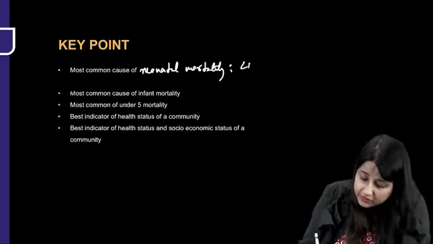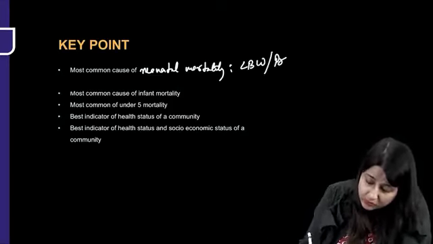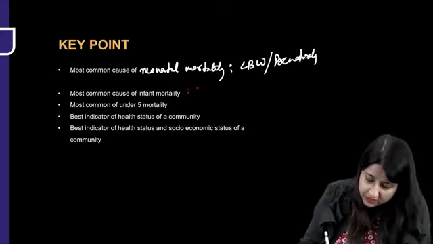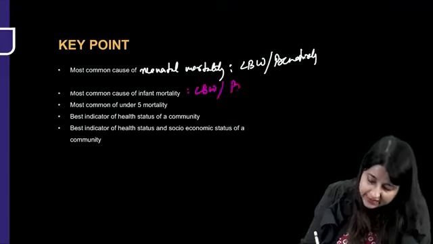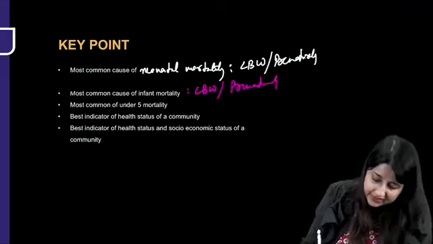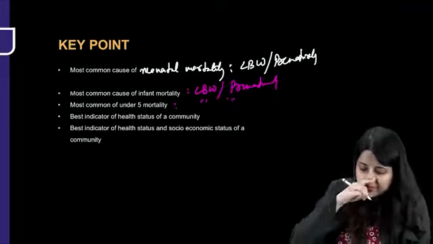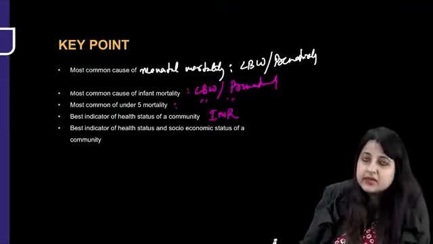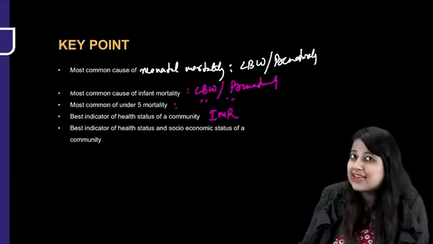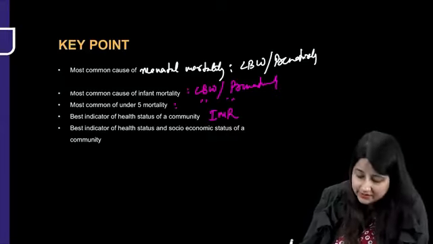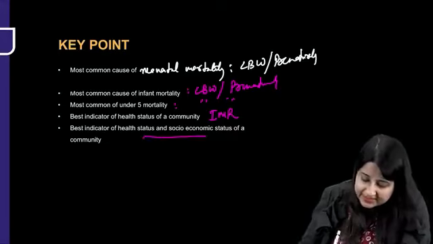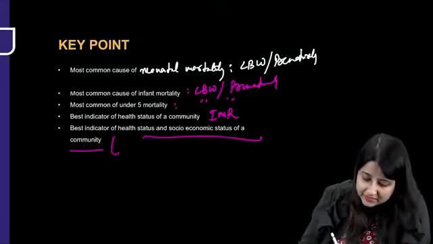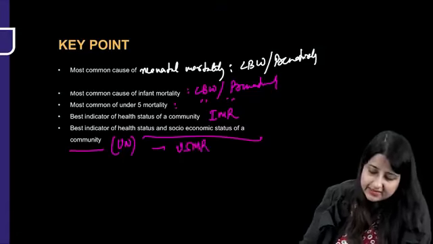Most common cause of neonatal mortality, low birth weight or prematurity. Most common cause of infant mortality, low birth weight or prematurity. Same thing. Under 5 also same thing. Best indicator of health status of a population, guys, IMR. Utilization of services, health status, everything IMR. Best indicator of health status and socioeconomic status, according to this, is under 5 mortality rate.